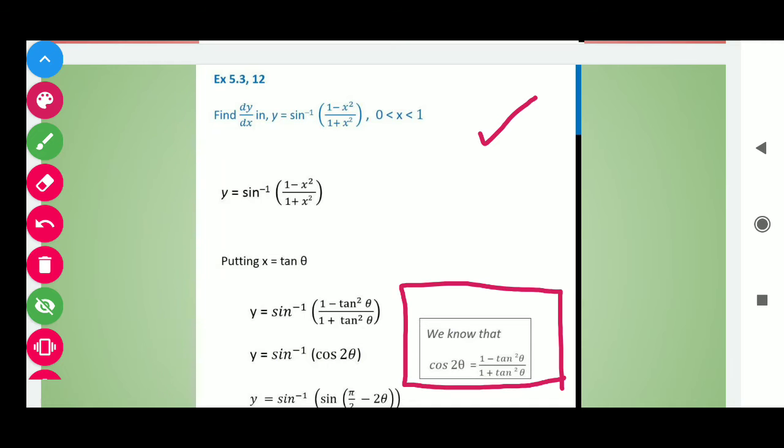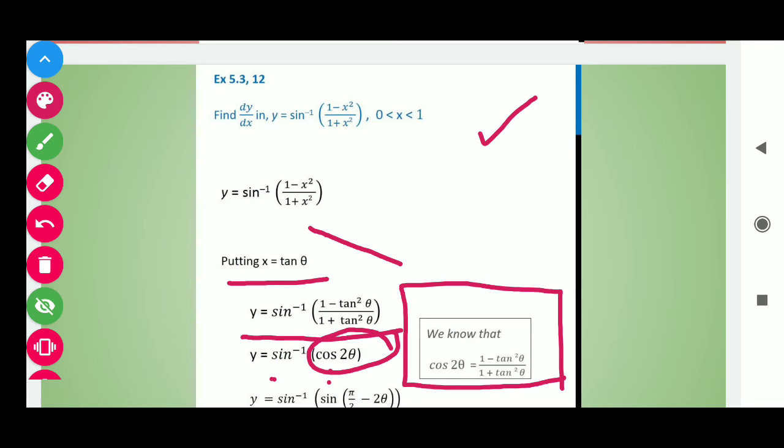So students, you can see by matching both, if we put x is equal to tan theta, in this way we get (1 minus tan square theta) over (1 plus tan square theta). This makes the formula of cos 2 theta. But cos and sine inverse are not inverse functions of each other. So in this way we have to convert cos into sine.